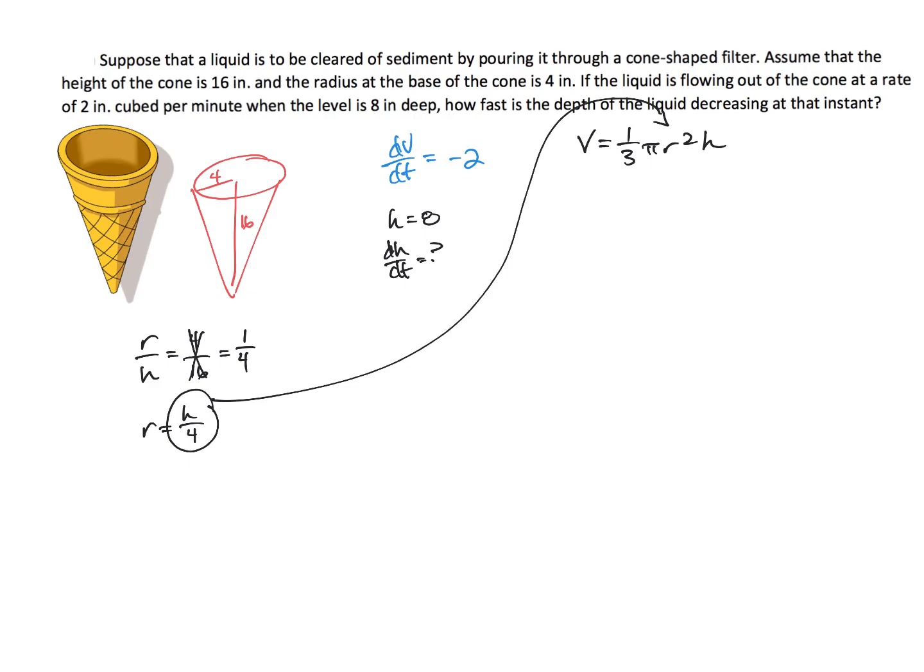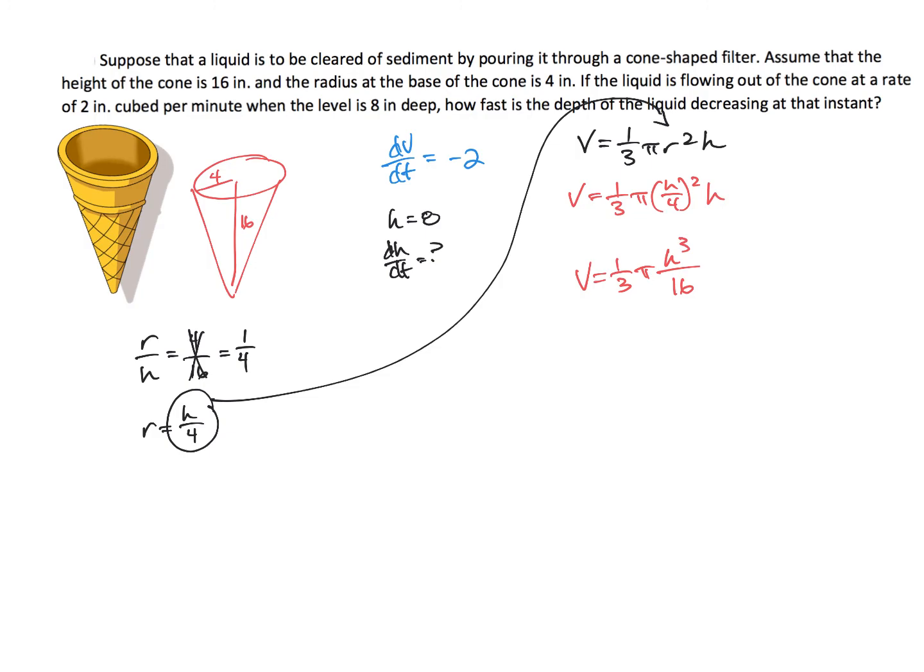So now everything's going to be in terms of h. So now I'd end up with volume equal to 1/3 pi, and then I'd have h over 4 squared, times h. Well, let's combine them now. h squared times h would be h cubed. So now I'd have h cubed over what? Not 4 anymore, but 4 squared, which is 16. And then I still have a pi, and I still have a 1/3 going right there.